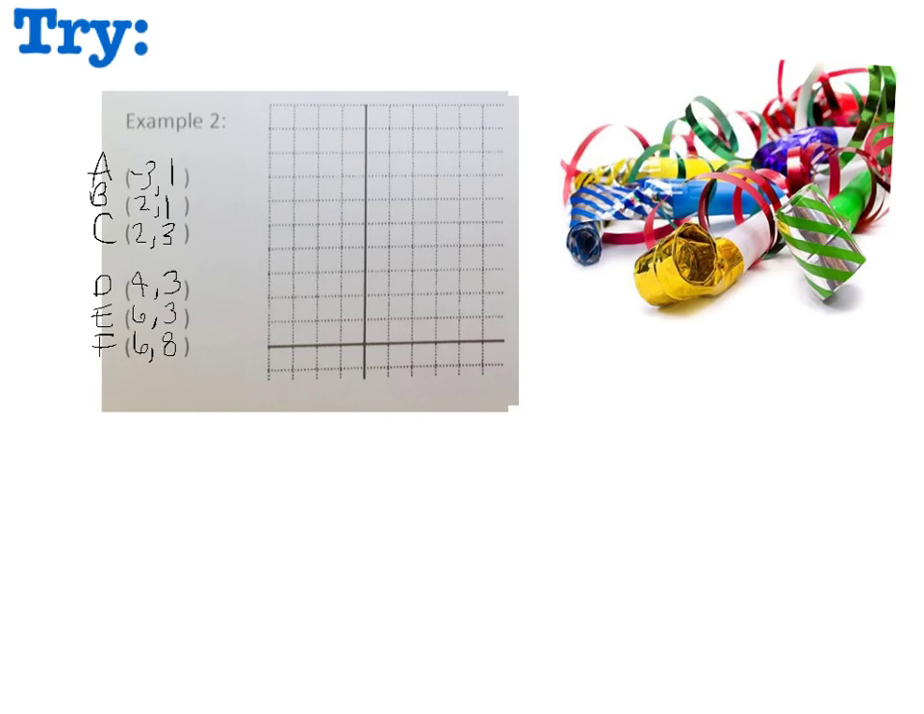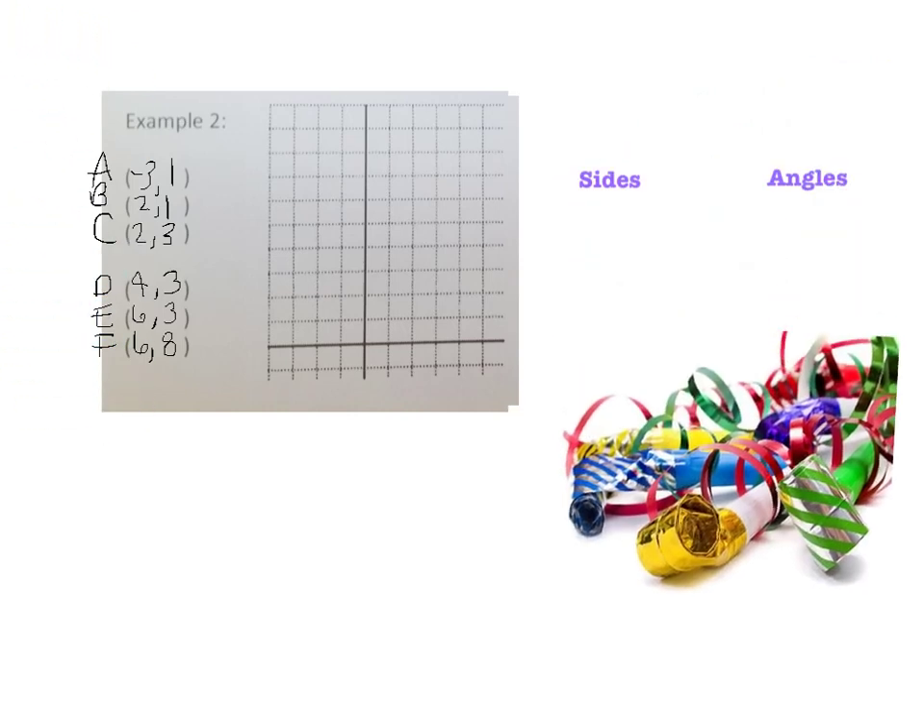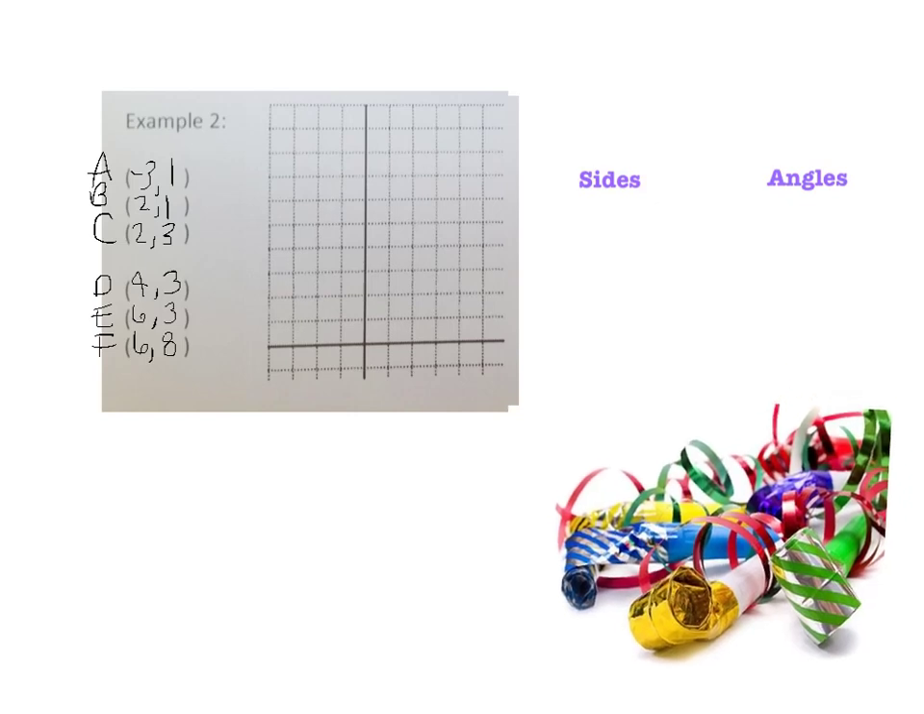For your try, I'd like you to copy down the 6 points here and again plot those 6 points to reveal 2 triangles. After that, let me move my try out of the way. After that, you're going to find 3 sets of sides and 3 sets of angles that are congruent and then name the 2 triangles that are equal.